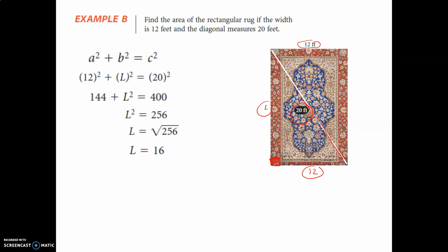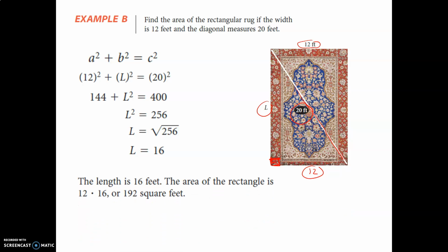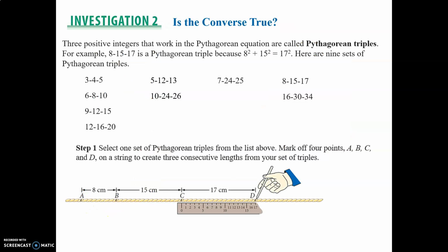Now the question was, find the area of this rug. So the area of a rectangle is base times height. So the base and the height would be 12 and L, which is 16. So if I multiply those, I get 192 square feet.